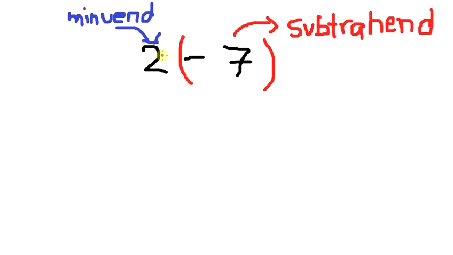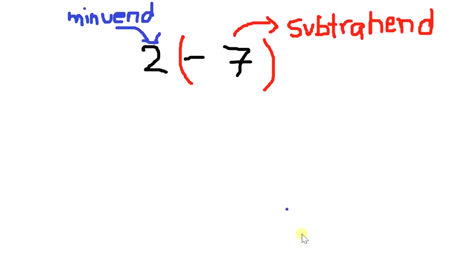Okay, so this one, 2 minus 7, 2 subtract 7. Basically, this 2 is the minuend and negative 7 is the subtrahend. And then remember, when you've got negative numbers, you must convert to the 2's complement. So you need to convert negative 7 to the 2's complement and then you do the normal addition.